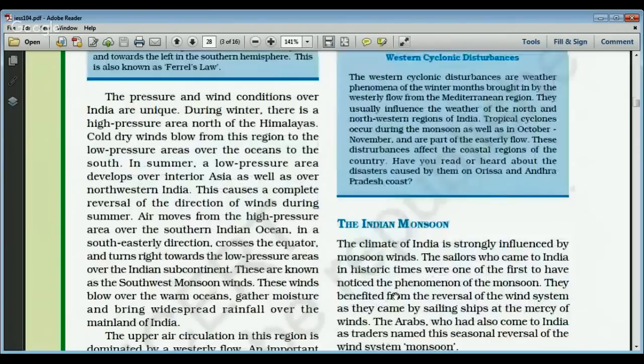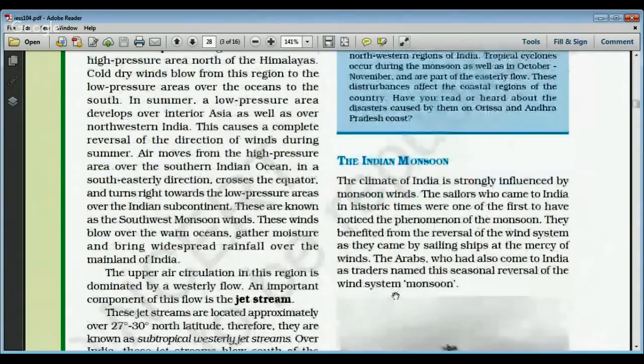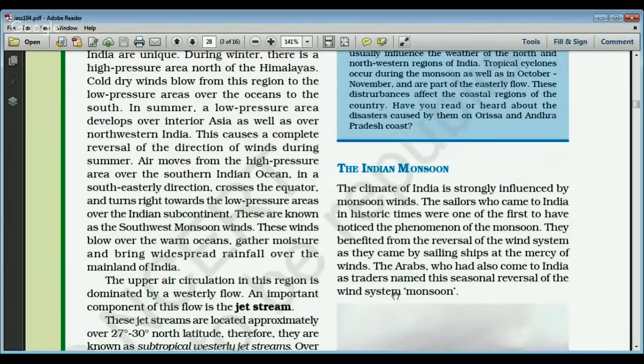And the pressure and wind conditions over India are very unique. During winter, there is a high pressure area north of the Himalayas, and cold dry winds blow from this region to the low pressure areas over the oceans to the south. And in summer, a low pressure area develops over interior Asia as well as over northwestern India, and this causes a complete reversal of the direction of wind during the summer.